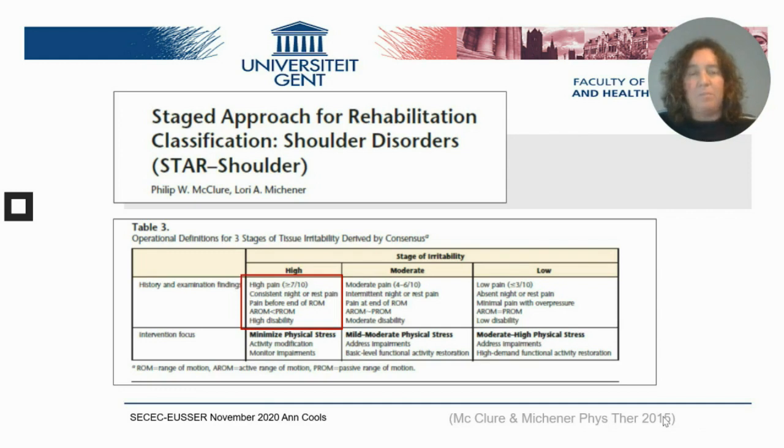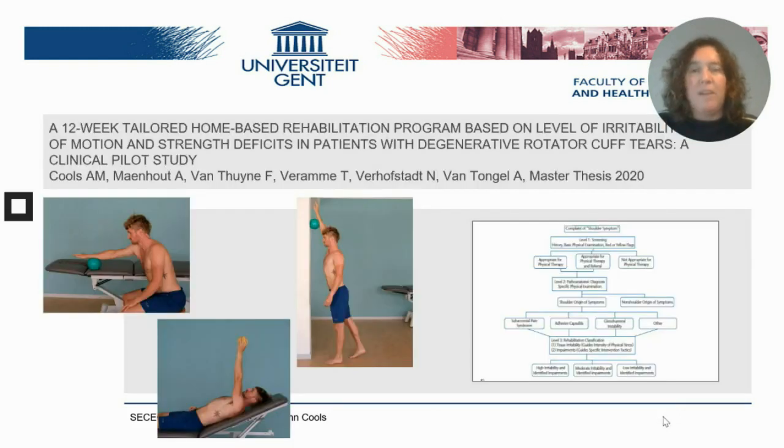Now, high irritability symptoms are characterized by high levels of pain, more than 7 out of 10, consistent pain during rest, but also during the night, and high disability. And the main purpose here is that we should minimize physical stress. When patients have low irritability problems, they have low levels of pain, no pain during the night or in rest, and there they also have lower levels of disability. And there the major intervention focus is to increase the physical stress on the tissue with respect to increasing the capacity or the loadability.